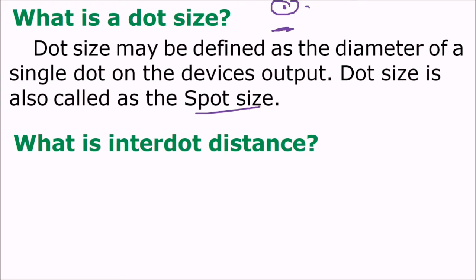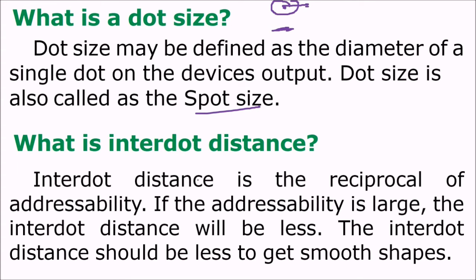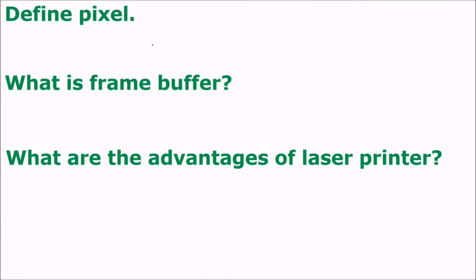What is interdot distance? Interdot distance is the reciprocal of addressability. If the addressability is large, the interdot distance will be less. The interdot distance should be less to get a smooth shape. If the dots are well placed and not far apart, you will have a very good shape.